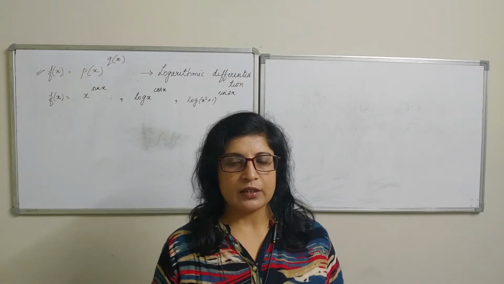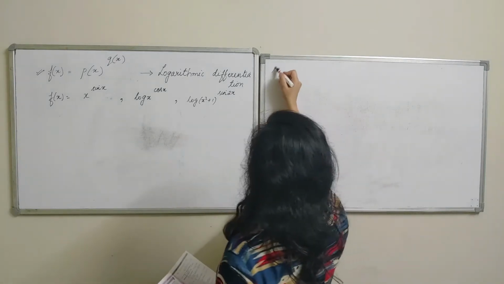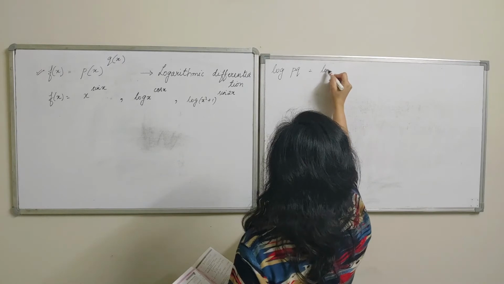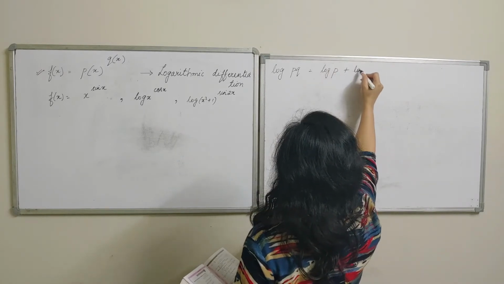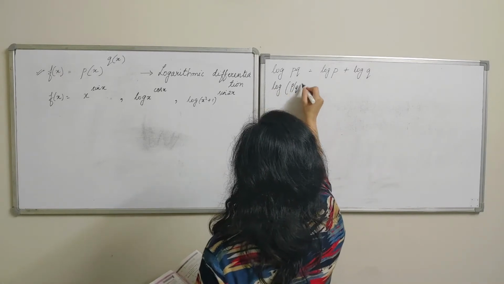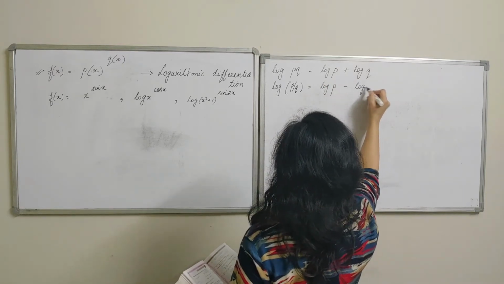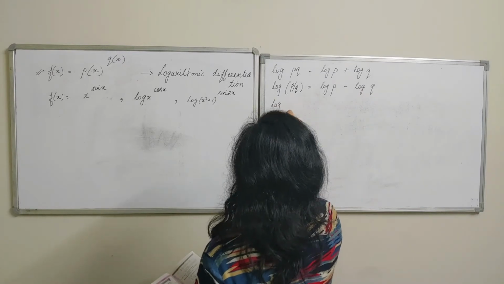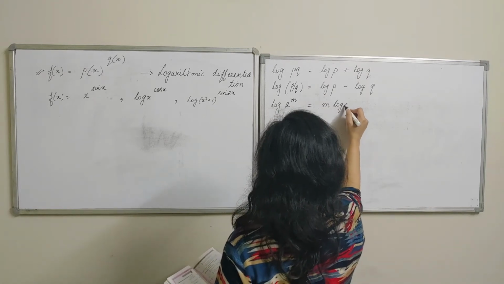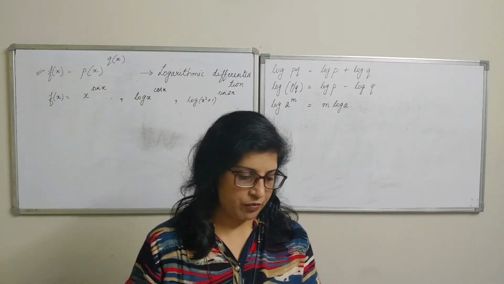So here we are required to use some properties of the log function. Since for differentiation we have base e, if we have log of pq, then it can be simplified as log p plus log q. Likewise, log p upon q can be written as log p minus log q. Log a to the power m can be written as m log a. So these are basically the three properties of the log function that we shall be using for differentiation.